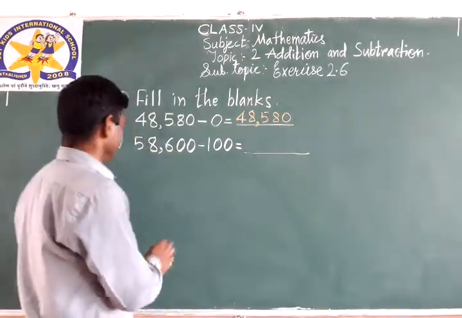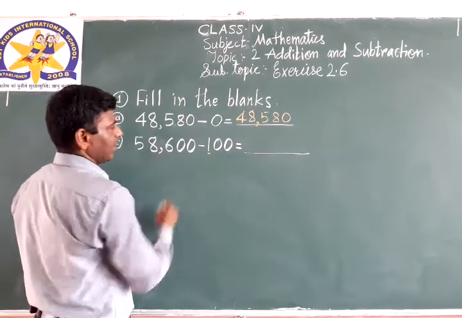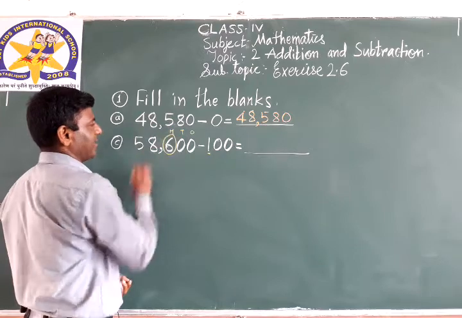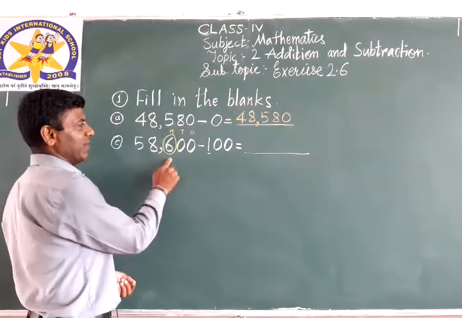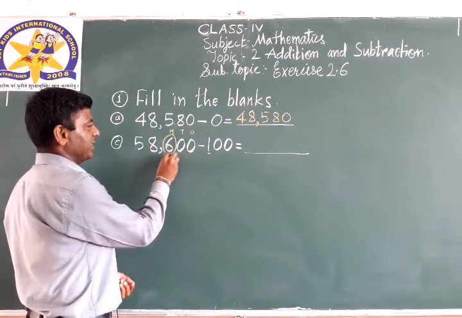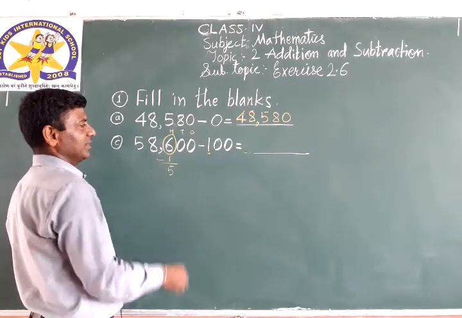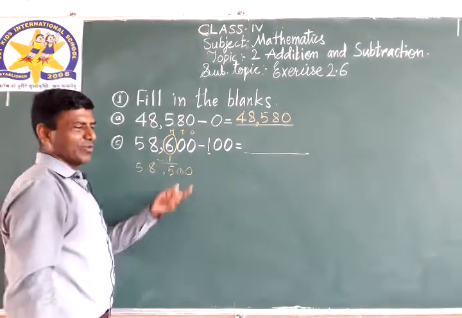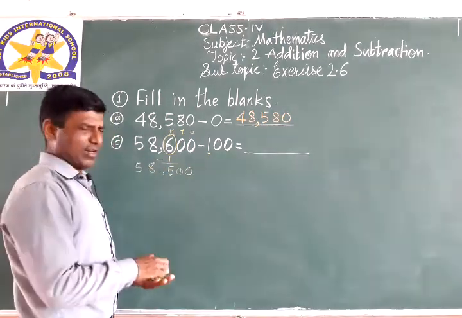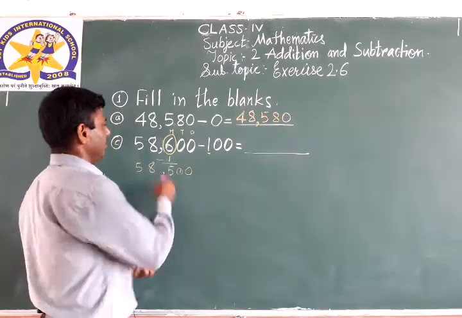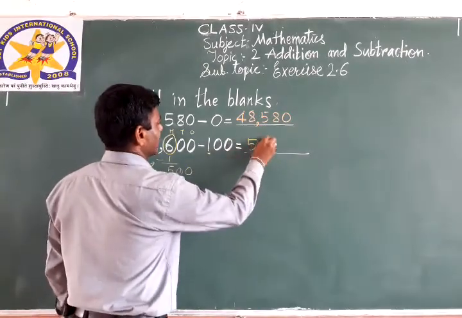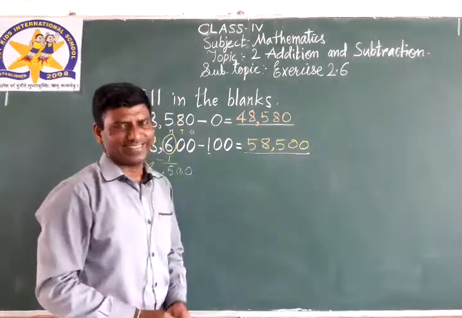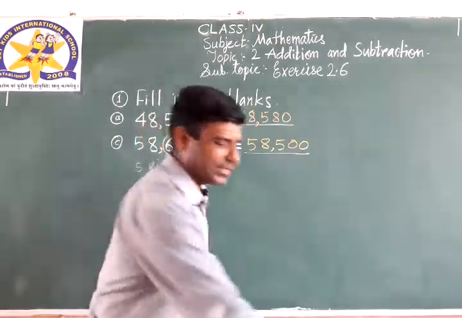Same here. See here, ones, tens, 100. 6 is in the 100 place. So 6 minus 1, 5. See, the remaining digits stay as they are. So what will be the answer? It's very easy, oral. 58,500 is the answer. Understand? It's very easy.